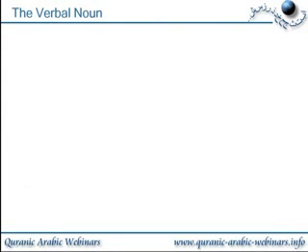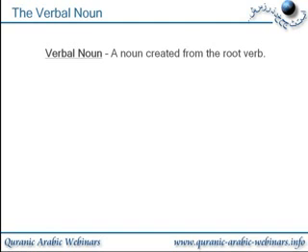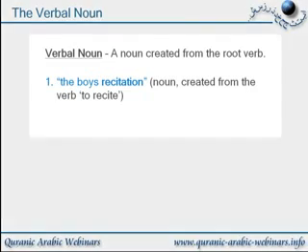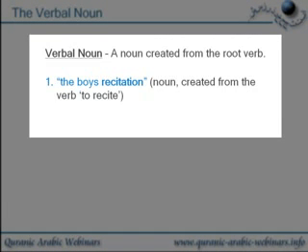Then we have what's called a verbal noun. So a verbal noun is a noun created from the root verb. Example, the boy's recitation. So recitation is a thing, even though it's effectively abstract, it's a noun. But the noun is created from the verb to recite. So if you take a verb and then create a noun out of it, it's known as a verbal noun.